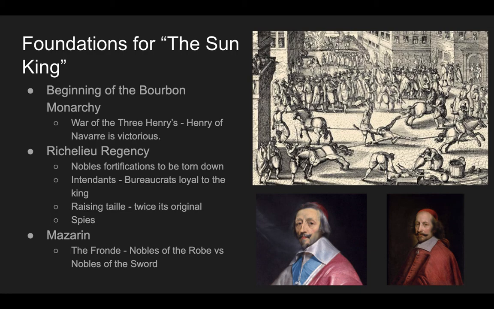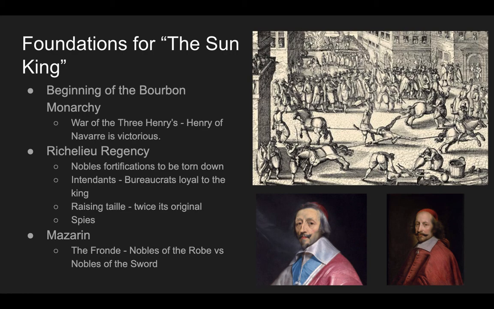The nobles of the robe were those bureaucrats that the crown was granting titles of nobility to for their service to the crown. This was, again, a way of lessening the power of those traditional nobles. They're granting titles of nobility to people who weren't born nobles. That means that some people are having this ability for social mobility, joining the ranks of the nobility because of things that they are able to do, but those things are useful to the crown.